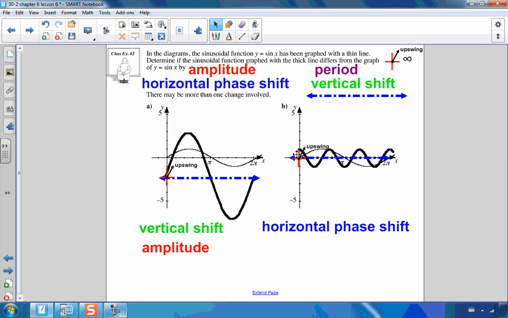And let's talk about period. Period is 1 hill, 1 valley in 2 pi. So if we look here, I don't see hills and valleys, but I do see max to max. So max to max should also be 2 pi. And you can see max to max here. This distance here is not 2 pi. So in between here and here is not 2 pi, which tells me that I have a change in the period.